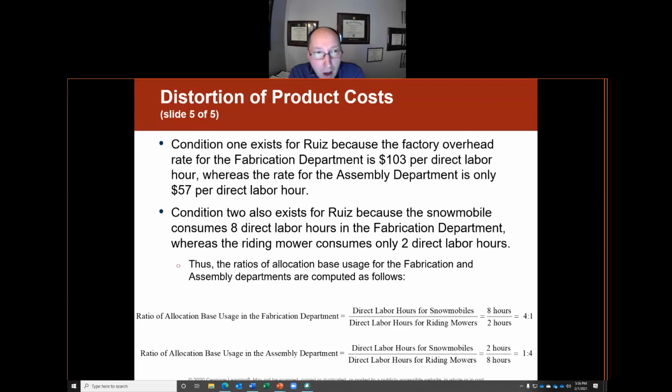So we need to figure out the ratios for each department. These ratios are called the ratio of allocation base usage. Basically, what this tells us is how effective I'm using my hours, my labor hours. So for our company, the fabrication department rate is $103 and the assembly rate is $57 per hour.